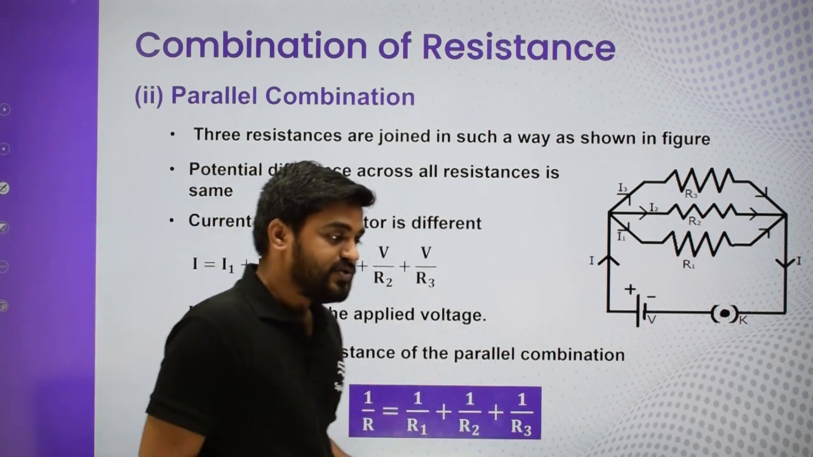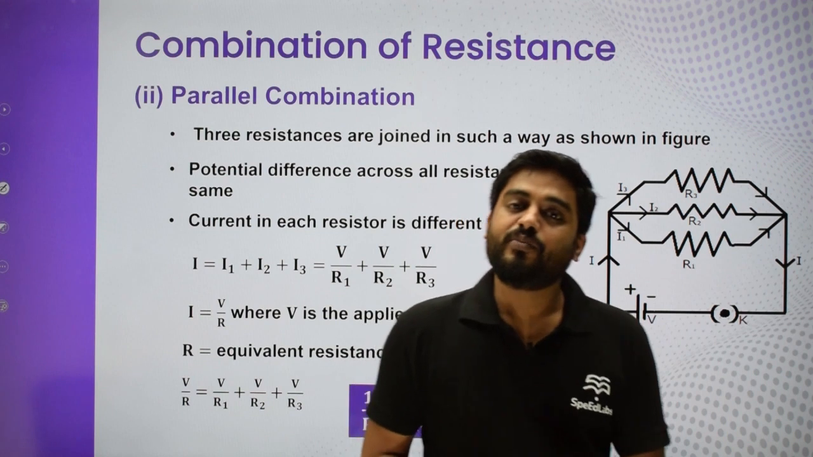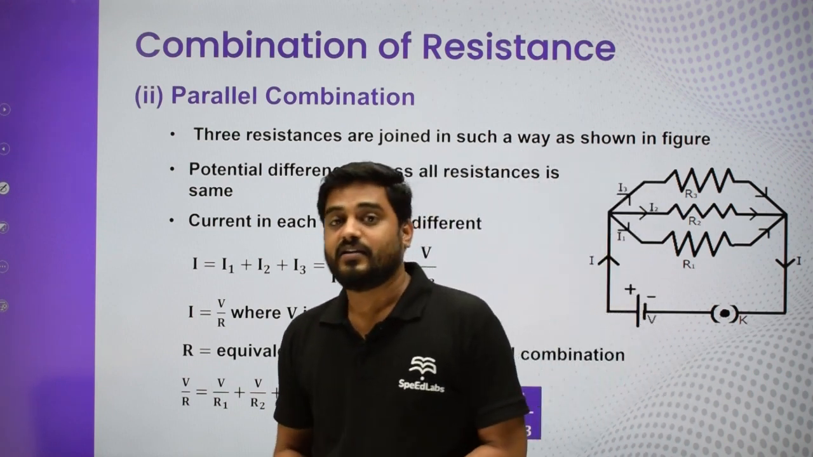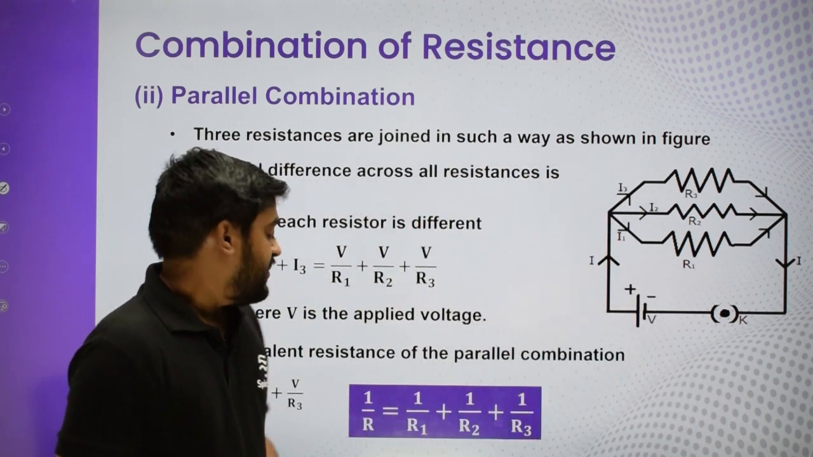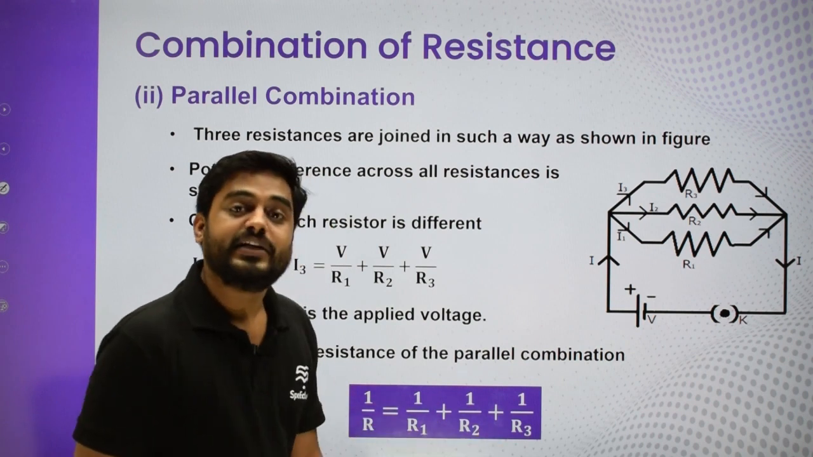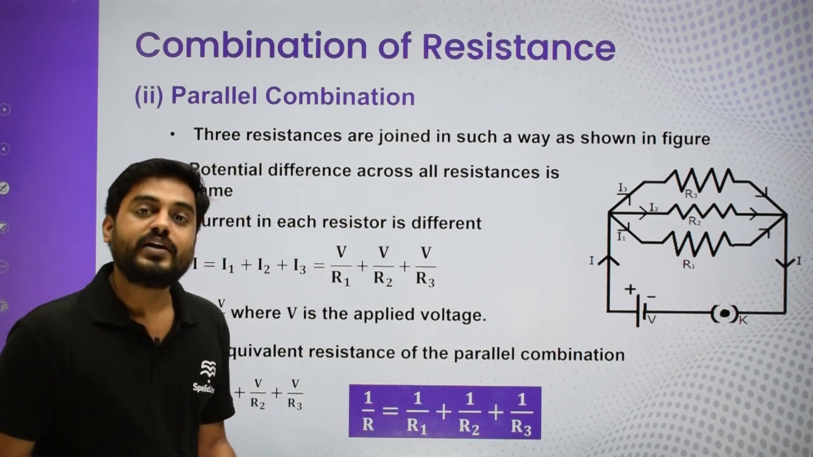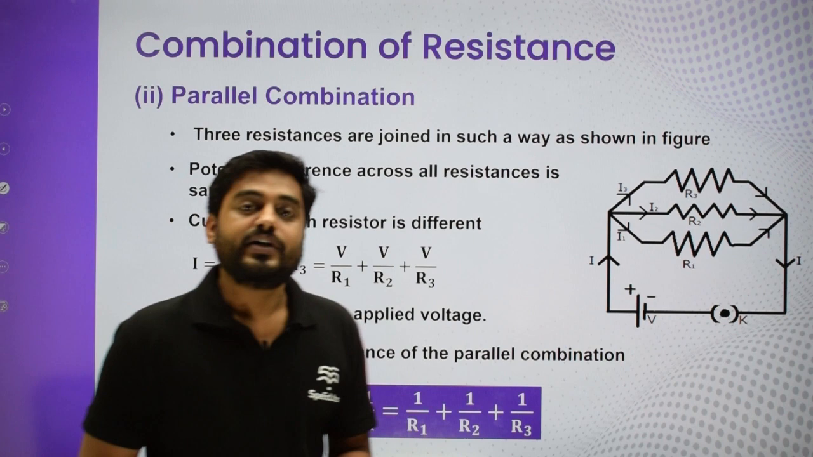So what is the conclusion? If two or more resistors are connected in parallel, then the addition of the reciprocals of all of them gives you the reciprocal of the total resistance of that particular combination.